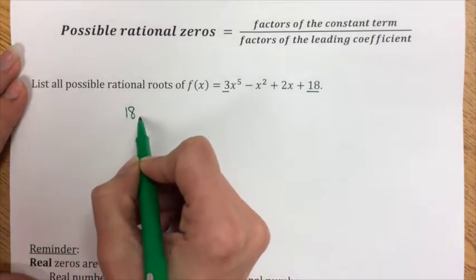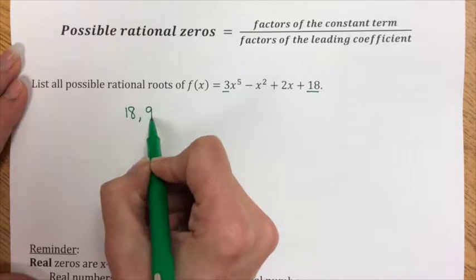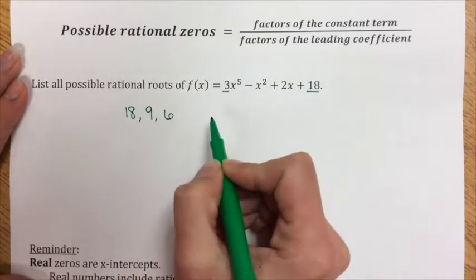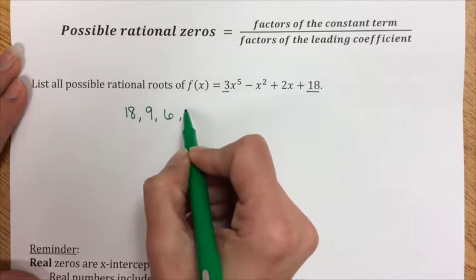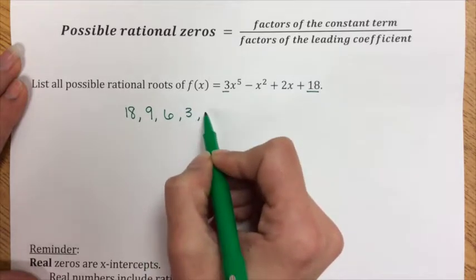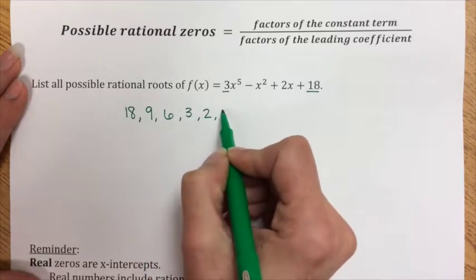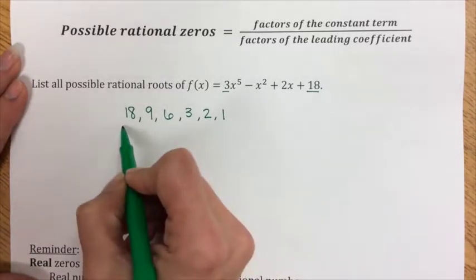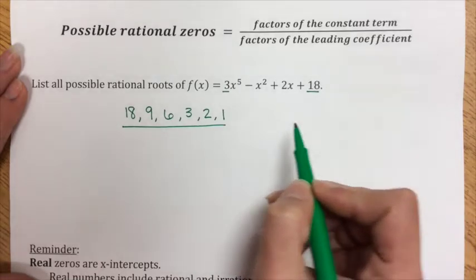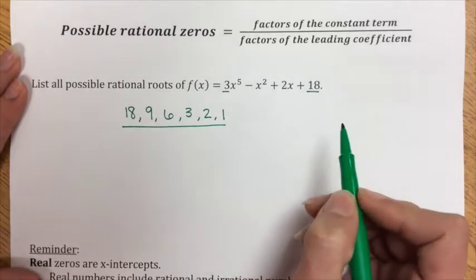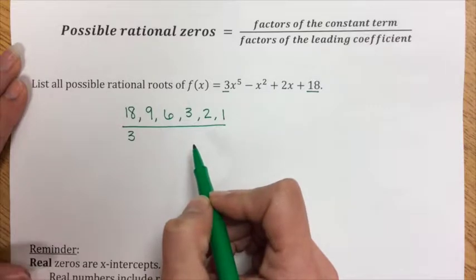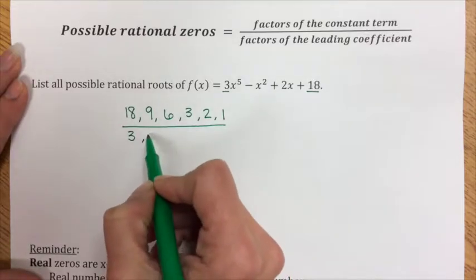Well, 18 is a factor, 9 is a factor, 6 is a factor, 3 goes into 18, 2 goes into 18, and of course 1 goes into everything. Let's divide that by all the factors of the leading coefficient. So the leading coefficient is 3. The only other number that goes into 3 is 1.